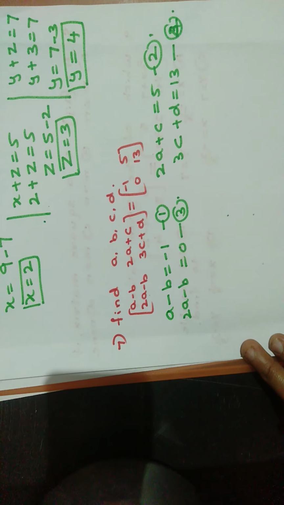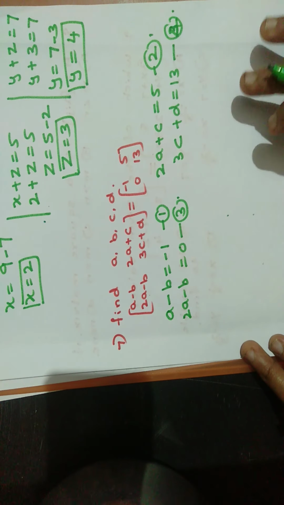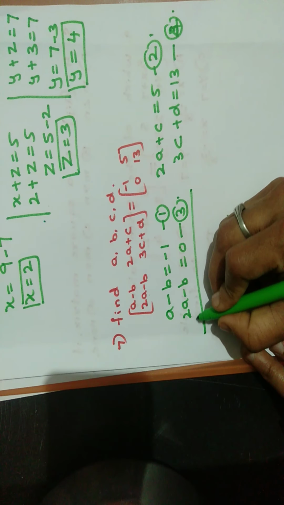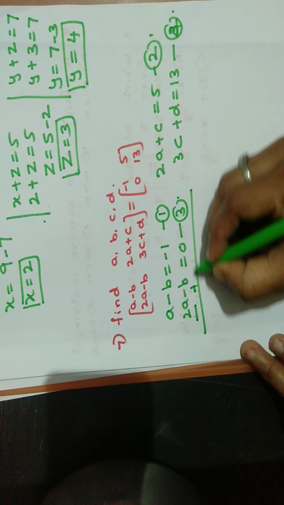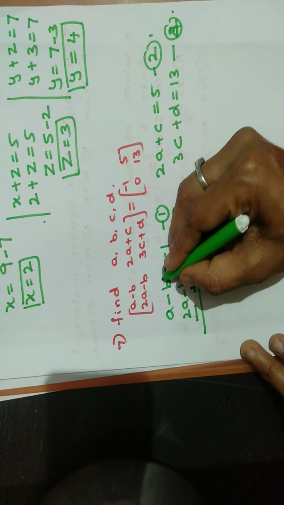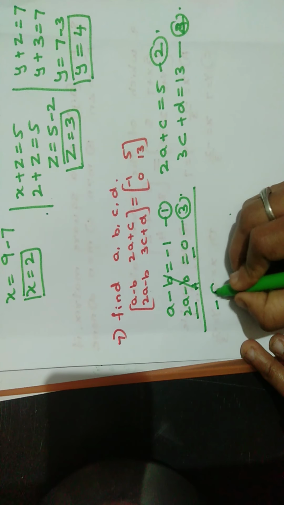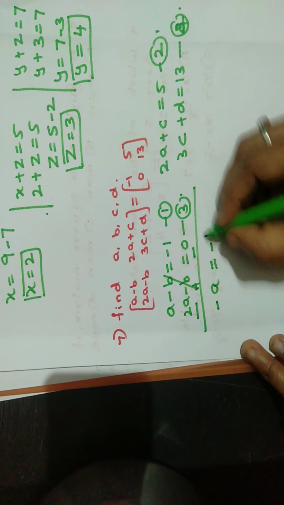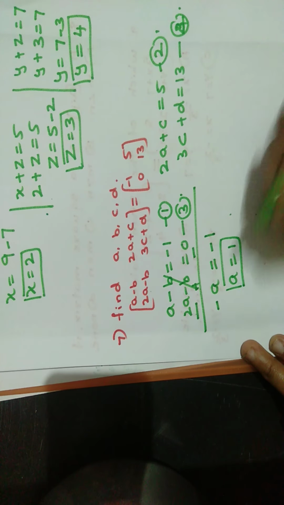Do all of you understand? So by comparing, corresponding elements are equal, and we get 4 equations. By solving 1 and 3, we have to change the sign. In the second equation, this is minus and this is plus and this is minus, so both get cancelled. A minus 2A means minus A, which is equal to minus 1. The two minuses get cancelled, and A is equal to 1.